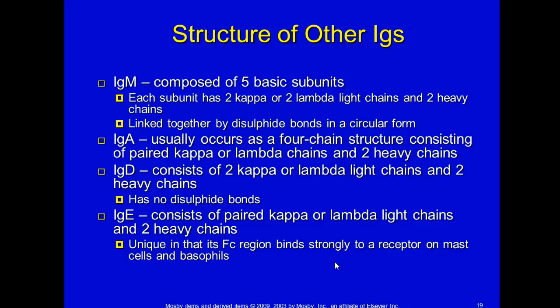Other structures, we talked about IgM having 5 subunits. IgA is a 4-chain structure. Remember, it kind of looks like a crab, has the little legs sticking out on the end, per se. IgD looks very similar to IgG, and IgE looks very similar to IgG as well.